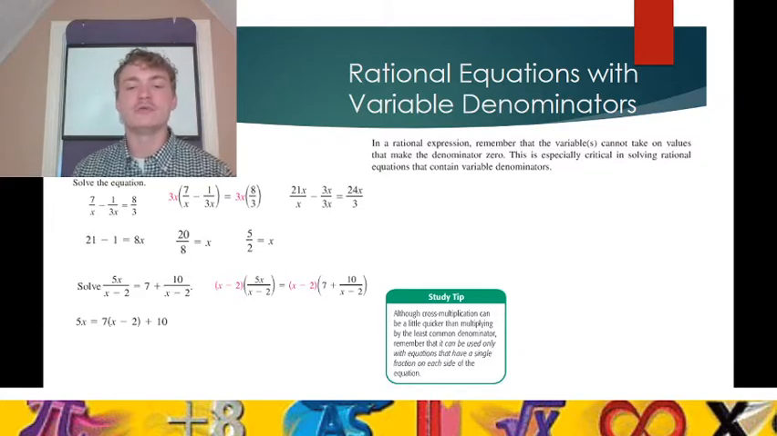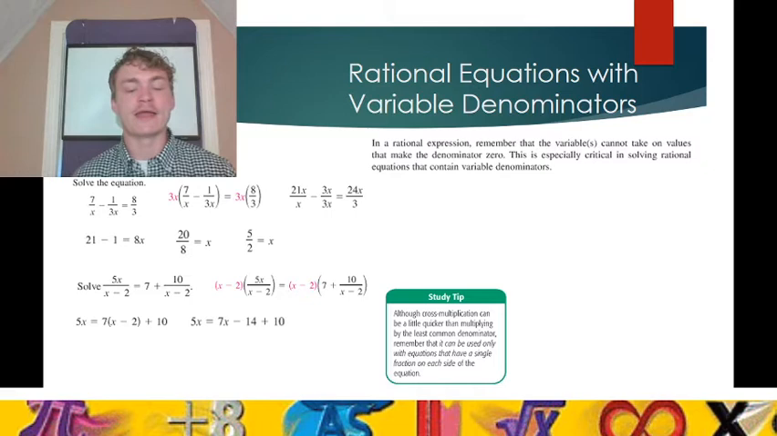Distributing the x minus 2 to the rational expression 10 over x minus 2, the x minus 2 factors cancel, leaving us with a plus 10. So our new equation here contains no denominators. And to solve this equation, we first get rid of our parentheses here by multiplying the 7 and x minus 2 to get 7x minus 14.